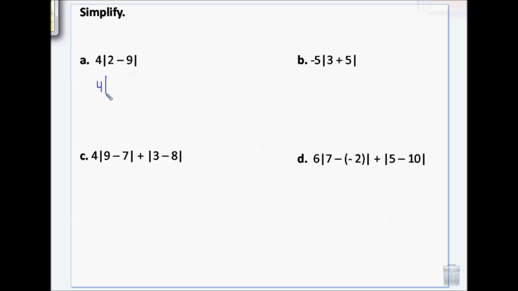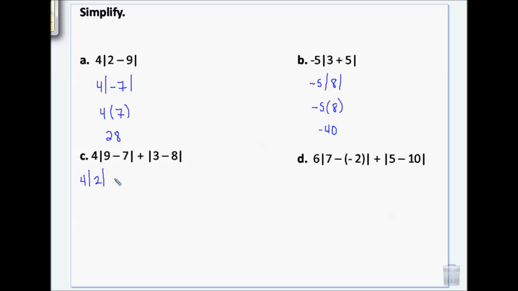Okay. 2 minus 9 is negative 7. Absolute value of negative 7 is positive 7. 4 times 7 is 28. 3 plus 5 is 8. The absolute value of 8 is 8. Times negative 5 is negative 40.